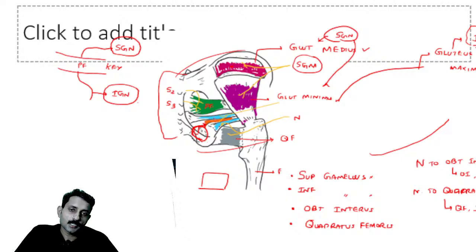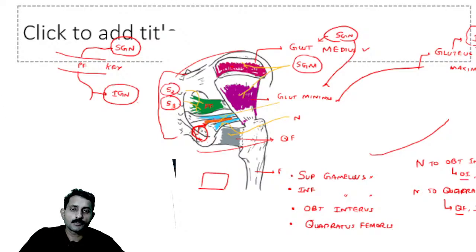We got muscles here. How many muscles are there? Four muscles are there. Superior gemellus, inferior gemellus, obturator internus and quadratus femoris. So, the nerve to obturator internus is supplying the obturator internus and superior gemellus. The nerve to quadratus femoris will supply quadratus femoris and inferior gemellus. These are the gluteal muscles and their nerve supply.